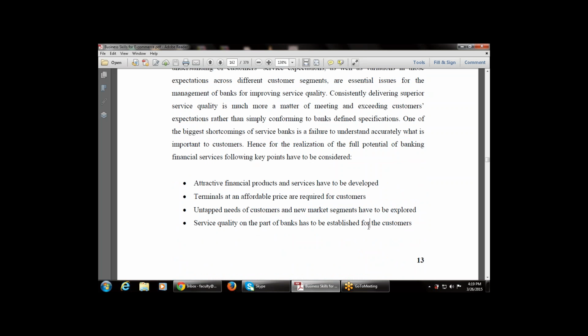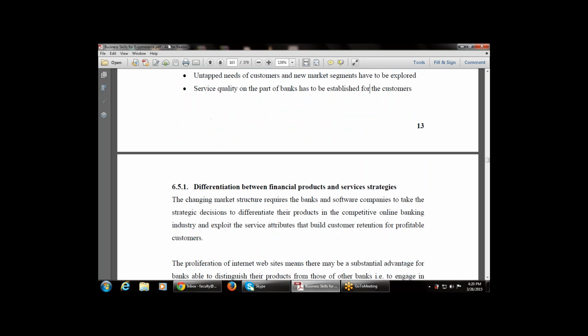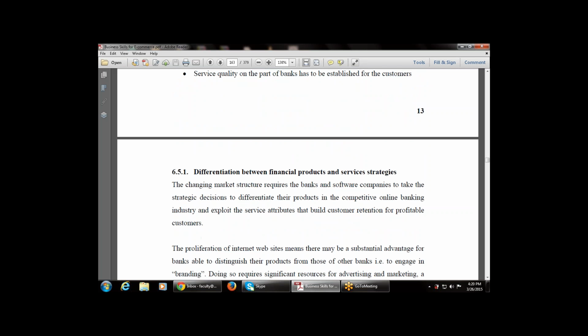First of all, attractive financial products and services have to be developed. Then terminals at an affordable price are required for customers. Then untapped customer needs and new market segments have to be explored. Then service quality on the part of banks has to be established for the customers. So these are the key factors that must be taken care of while doing transactions over the internet. These are the management issues over the internet, right?